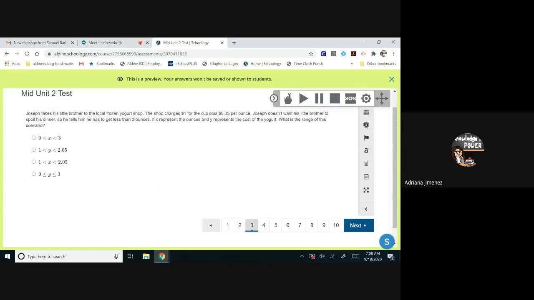All right, Joseph takes his little brother to the local frozen yogurt shop. The shop charges $1 for the cup plus 35 cents per ounce. Joseph doesn't want his little brother to spoil his dinner, so he tells him that he has to get less than 3 ounces. If X represents the ounces and Y represents the cost, what is the range?